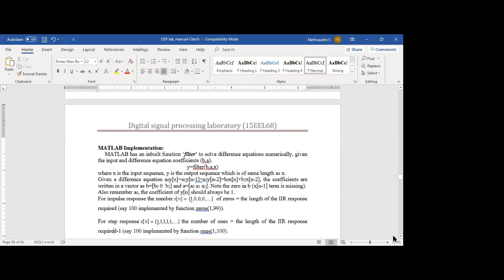But when it comes to the next case, that is for a sequence, if it is a step response, not an impulse response, I am not supposed to give zeros. I'm supposed to give ones. Okay, in that particular case, the step response. So we can see here how many ones there will be, starting from 1 comma the remaining 99 ones.